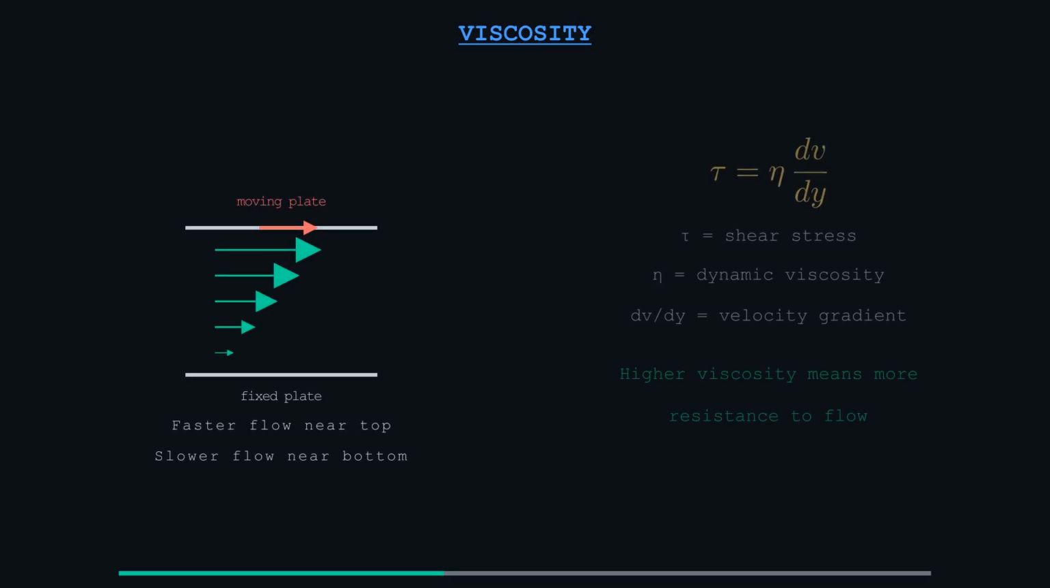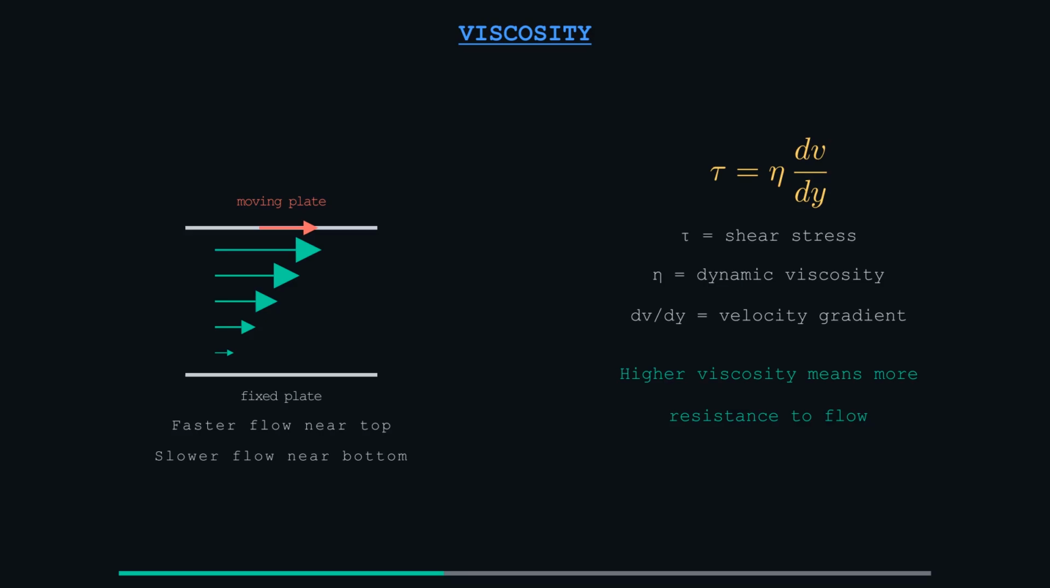Viscosity is a fluid's internal resistance to flow, caused by friction between layers moving at different speeds. Here, the top plate is dragged sideways, and the fluid layer touching it moves fastest, while the layer touching the fixed plate barely moves at all.